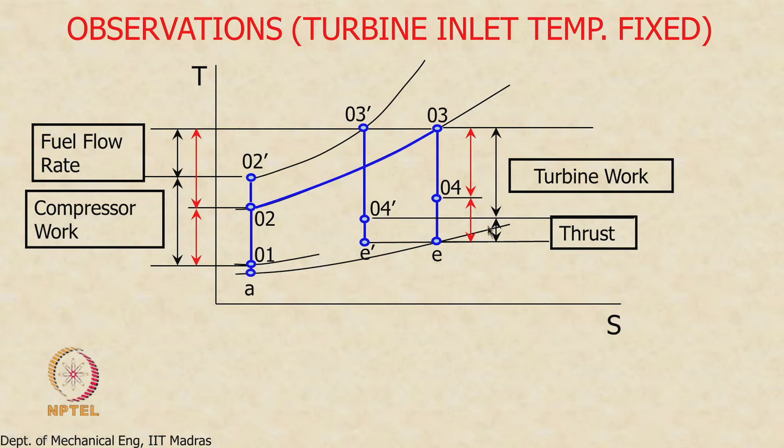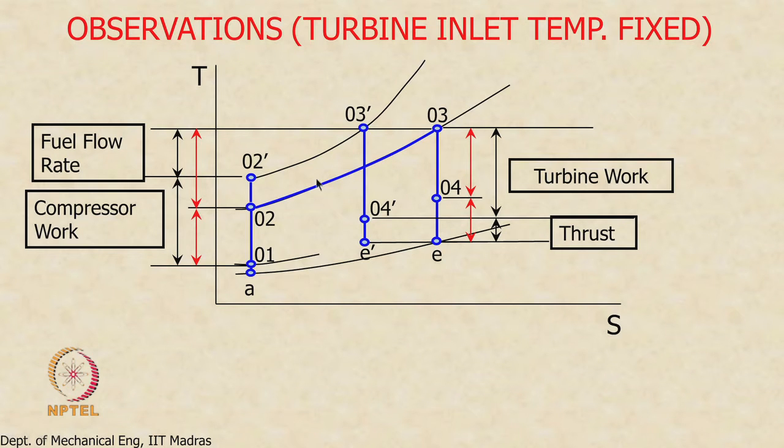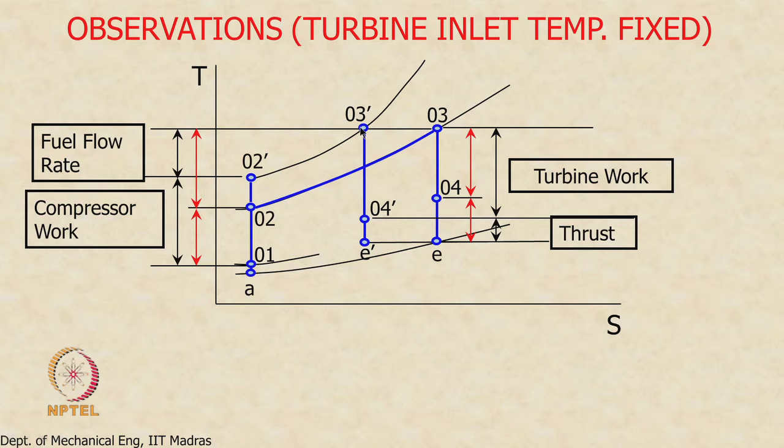Turbine work is more, which means the thrust will most probably go down, but that depends upon this pressure ratio related to this. For example, if this pressure ratio is such that 3 prime maybe is over here, then the thrust may not decrease so much. But if it is too far to the left, then the thrust will likely decrease.